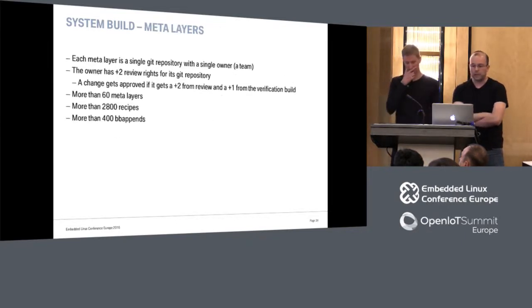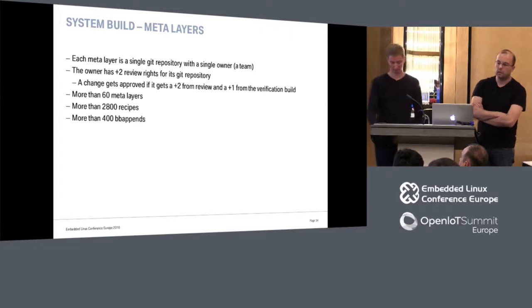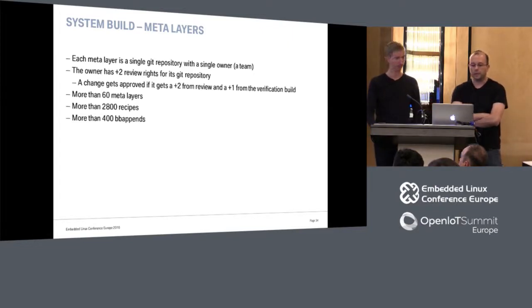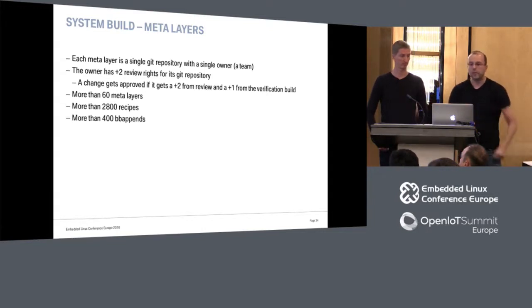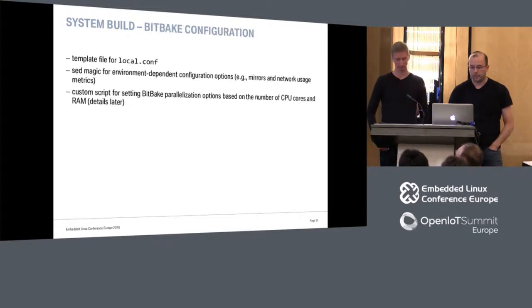So some numbers on the meta layers. We have quite a big scenario here for the build system. These numbers are not really up to date, but we have a little bit more than 60 meta layers, more than 2,800 recipes, and more than 400 bbappends for BitBake.